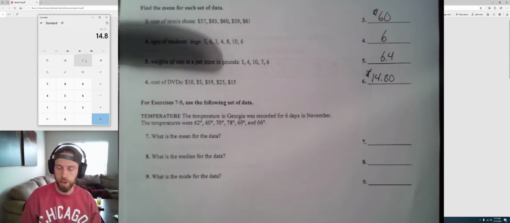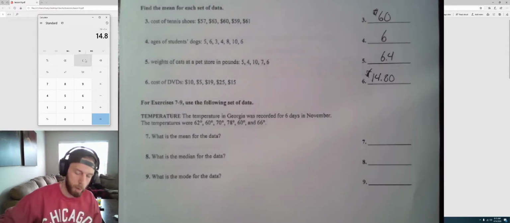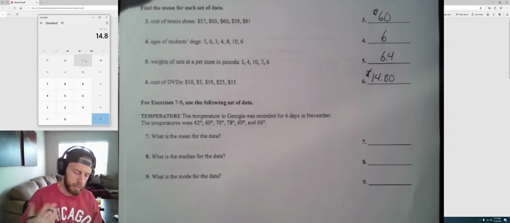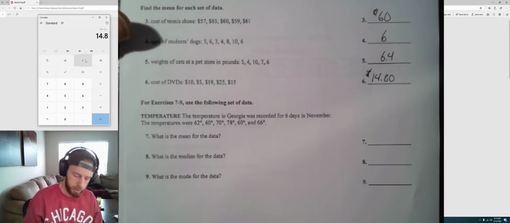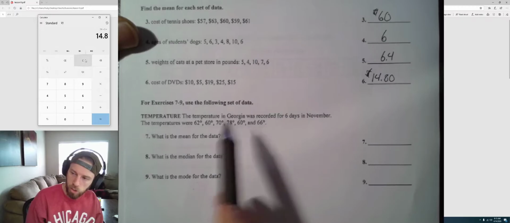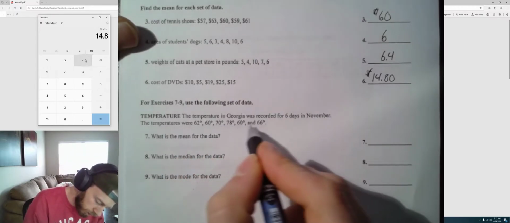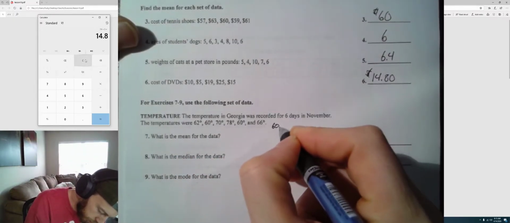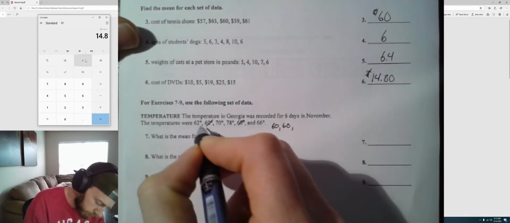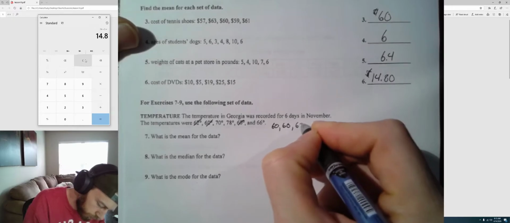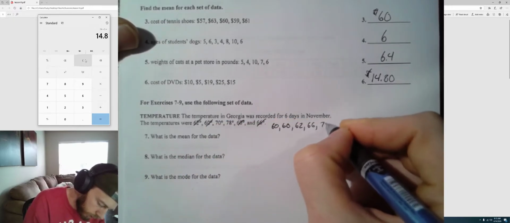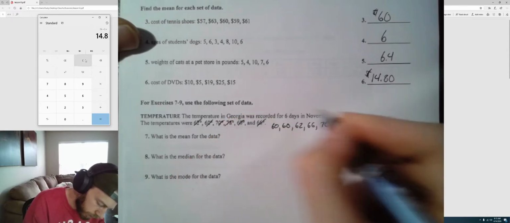Okay, for the mean, all we need to do is add all the numbers up and divide by how many there are. But I'm going to do this first. Whenever they start asking me questions about data, the first thing I want to do is put it in order from least to greatest, because I know they're going to ask me for median and mode down here in questions 8 and 9. So I'm going to go ahead and do that. Find the lowest number here. Looks like it's 60. And then there's another 60. We have a 62, a 66, a 70, and a 78.